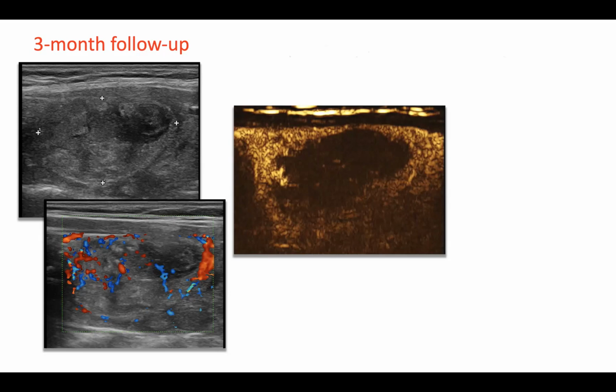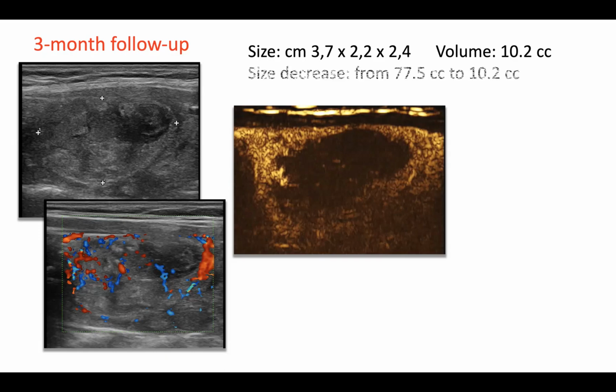And when we calculated the residual volume of this lesion at only 3 months after the treatment, it was surprisingly very small, 3.7 by 2.2 by 2.4, with a volume of 10.2 cc's. So the size decrease in only 3 months was from 77.5 cc's to 10.2 cc's. So the reduction in size was 87.8%, I repeat, in only 3 months.